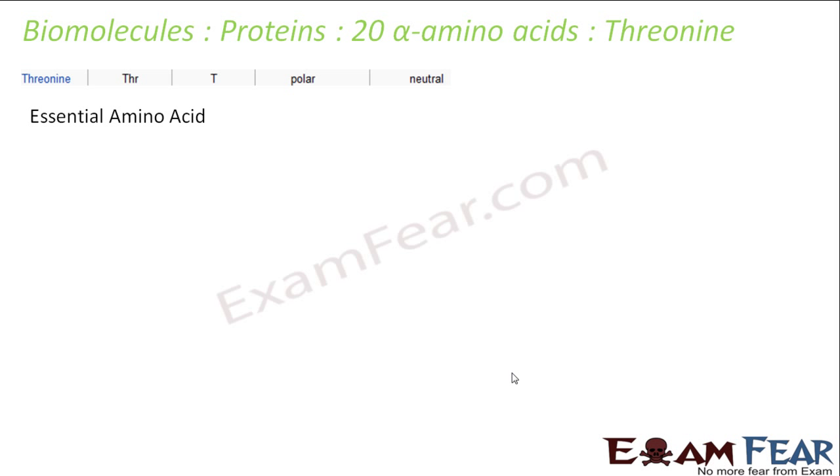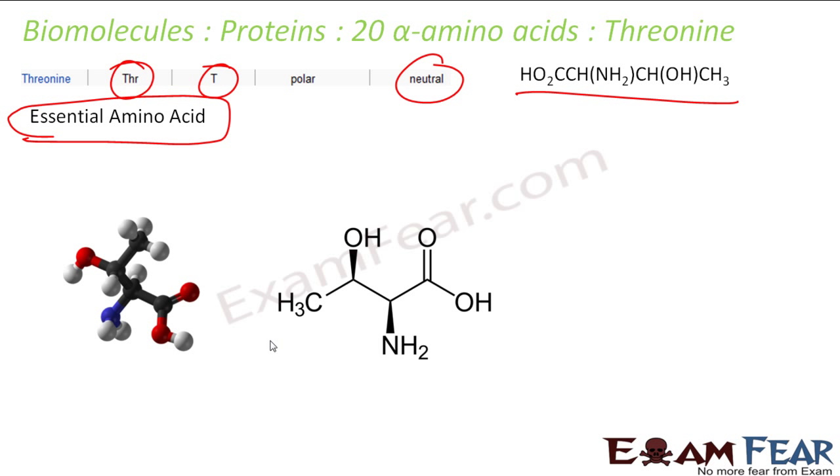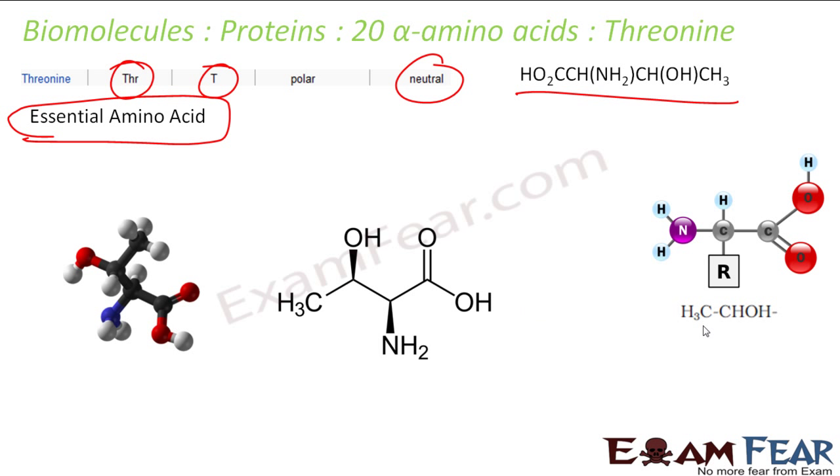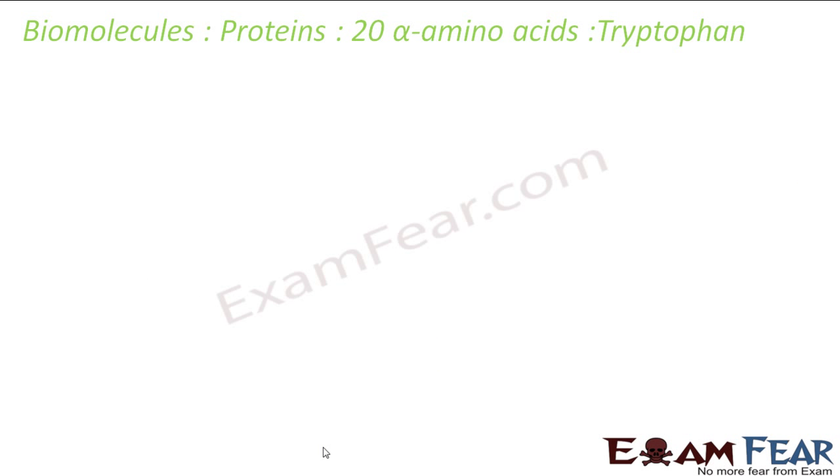The next is threonine. This is the last amino acid to be discovered, in 1930. THR is the 3-letter code and T is the single letter. This is also neutral. This is the molecular formula, pretty complex. This is an essential amino acid. The body can't produce it. You have to take this in food, and this is the structure. If we compare with the general structure, R is nothing but CH3CHOH. If you see here, there is one NH2, one COOH group. So overall it is again a neutral compound. Right? This was the last amino acid to be discovered, in 1930 by William Rose. It is found in cottage cheese, fish, meat and lentils.